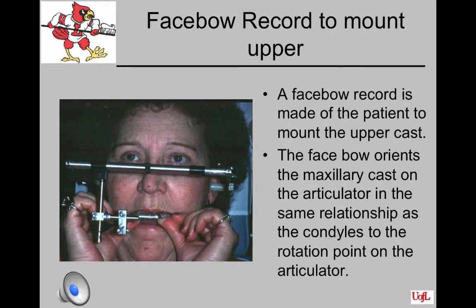A Facebow record is made of the patient usually to mount the upper cast. The Facebow orients the maxillary cast on the articulator in the same relationship to the condylar elements of the articulator as that of the maxilla is related to the rotational point of the condyles. The arc of rotation is thus the same for the patient on the articulator and for the patient himself. This is important when you have a case where anatomical teeth are going to be used on your prosthetic case, or when crown and bridge is being done, or full mouth reconstruction.